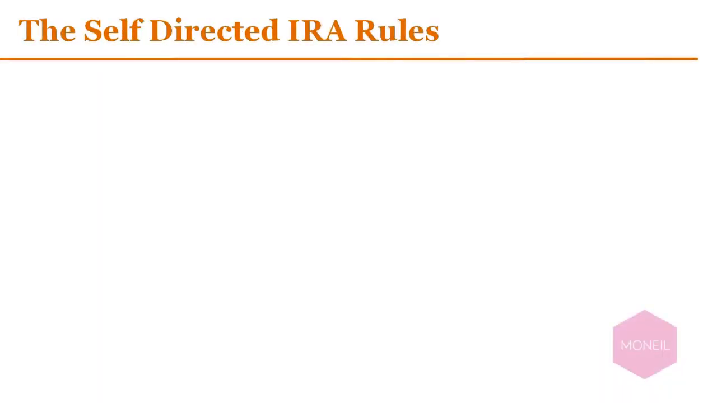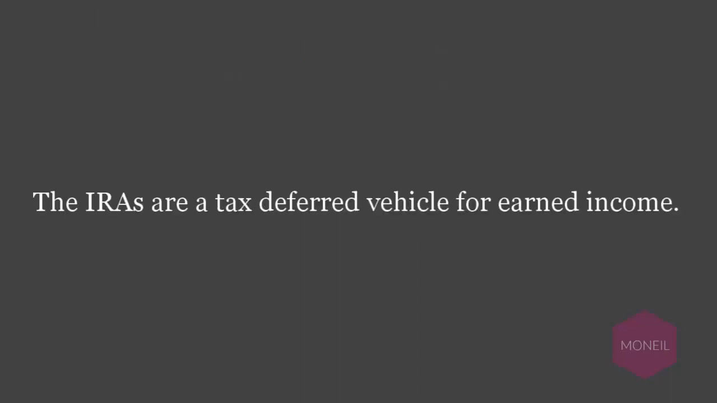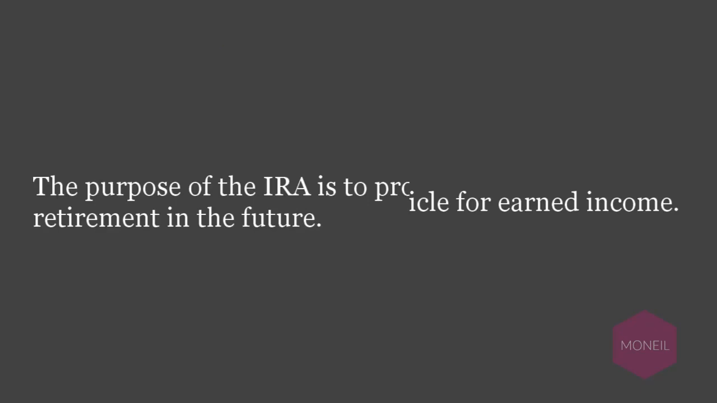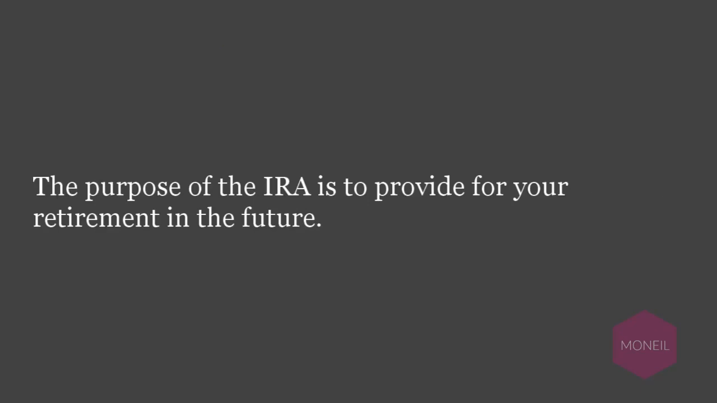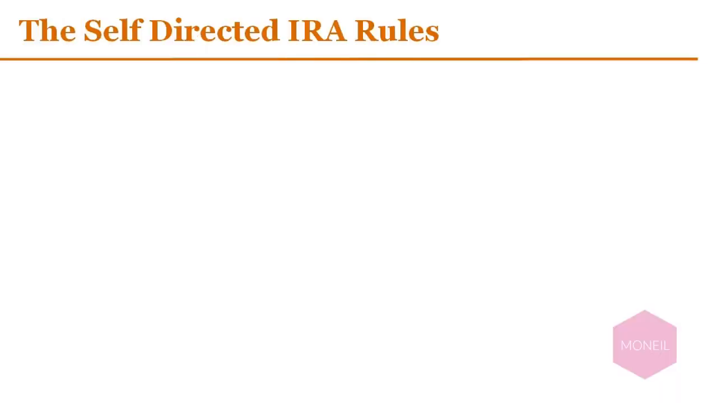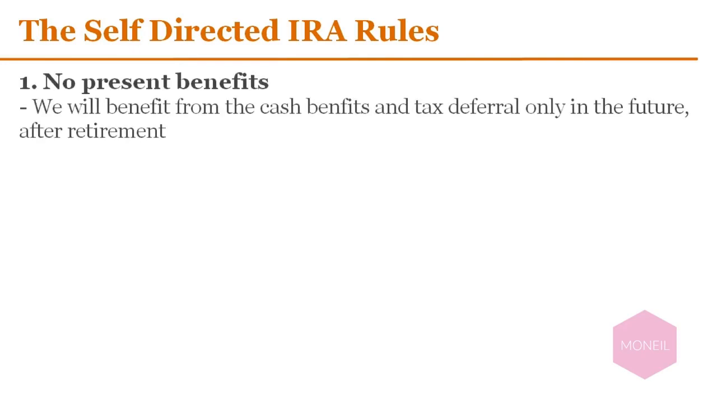What are these IRA rules about? The self-directed IRA rules. As you know, IRA, Roth IRA or other IRAs are a tax-deferred vehicle where the purpose of the IRA is to provide for your retirement in the future. It's not intended to benefit us or you now. So that is the main theme of the whole premise of these rules, that we cannot benefit from the cash flow or the equity gains or things like that.